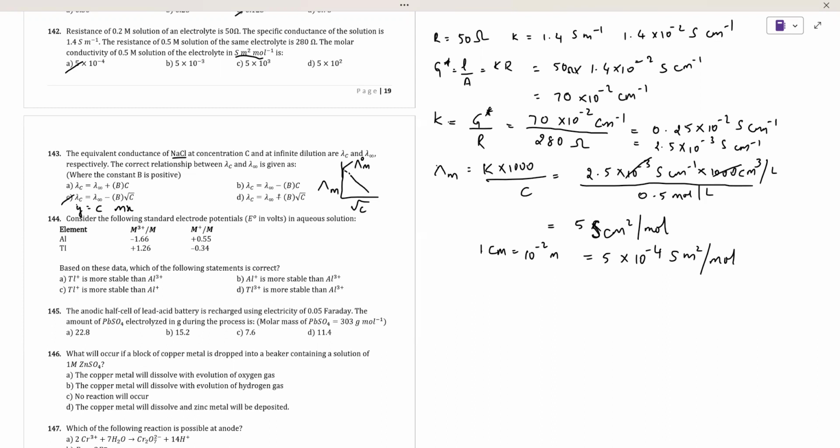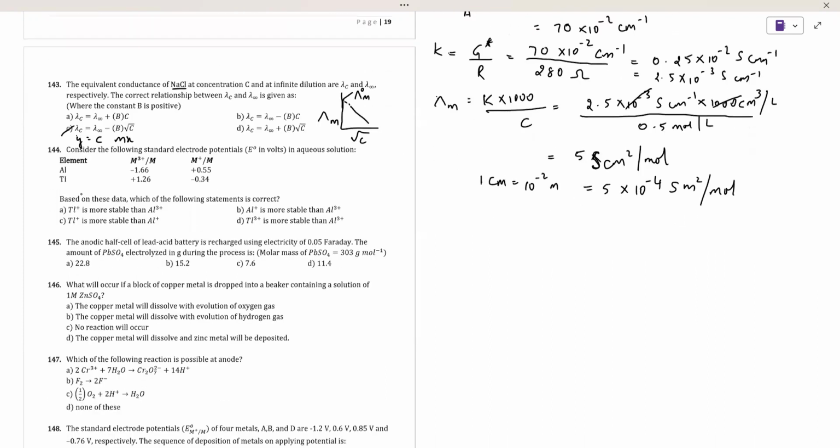Option D won't be correct. Why? The slope is shown as a positive value. If the slope is a positive value, you don't get a line like this. Rather, you will get a positive line. So hence option D is wrong. Only option C is correct for question number 143.